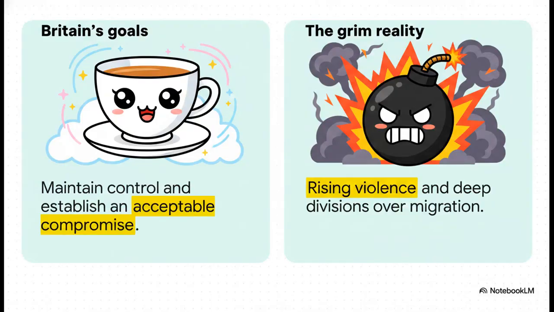So, as you can see, there was this stark, massive disconnect between what Britain wanted and the grim reality on the ground. Britain desperately wanted to maintain control, establish order, and just force some kind of acceptable political compromise. But the actual reality? It was defined by rising paramilitary violence, total unrest, and deepening bitter divisions over migration. The whole situation had just become completely unmanageable for the British Empire.